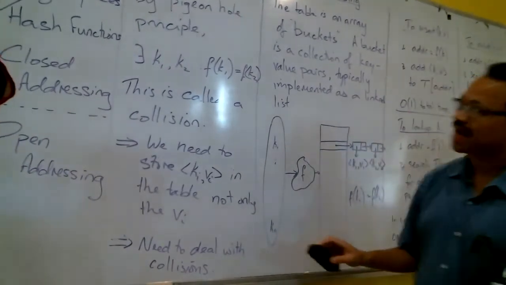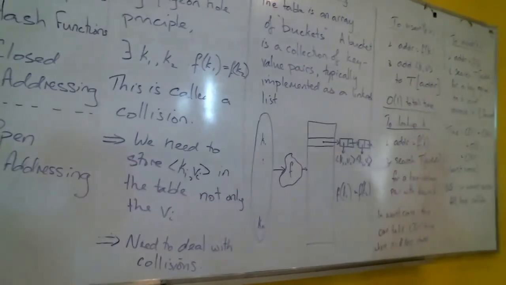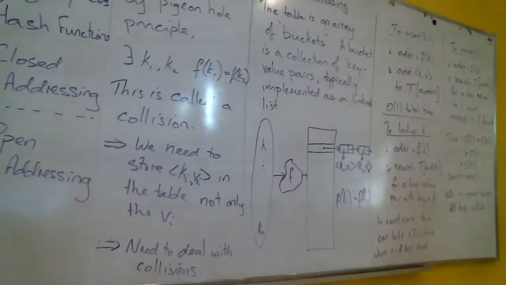If I have a table of size M, maybe I should use H. Suppose I have, let's use H for my size of the hash table. Suppose H is the size of the hash table, and I have n keys stored in there.